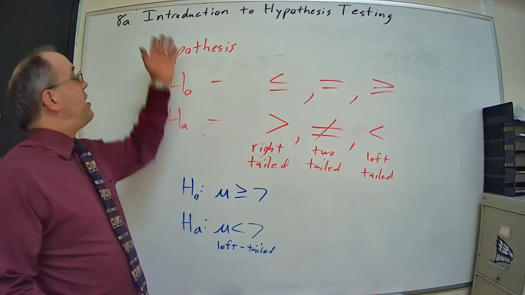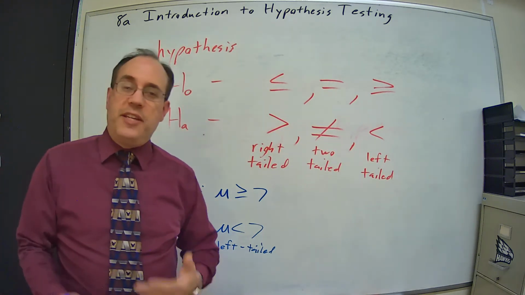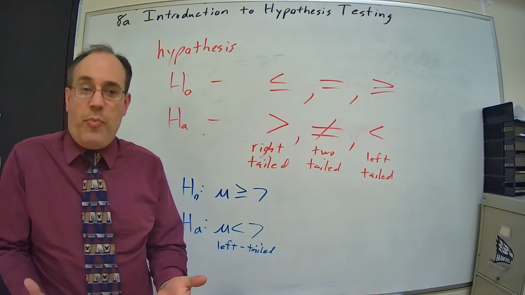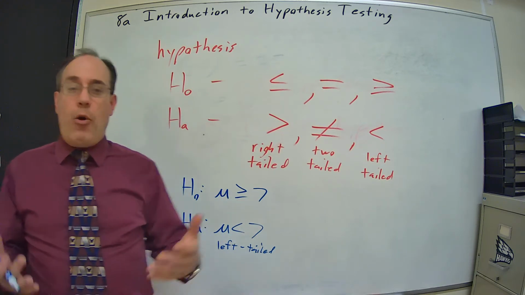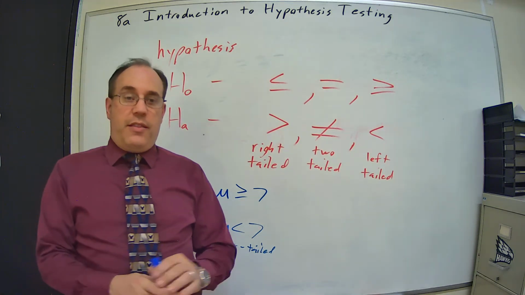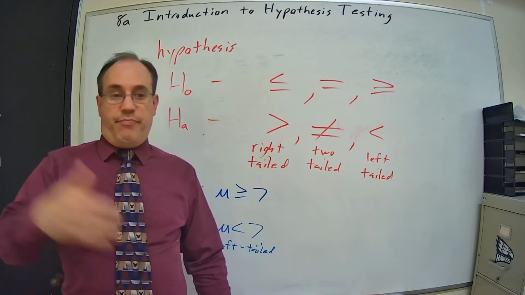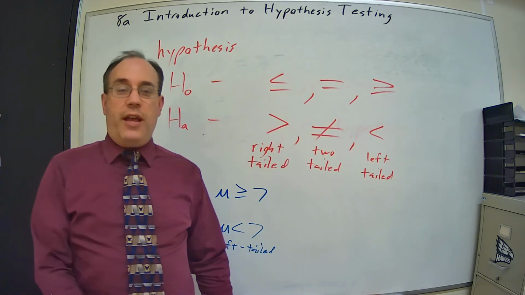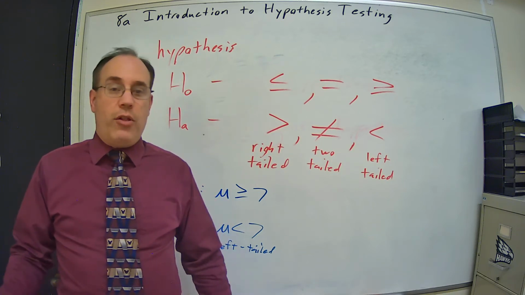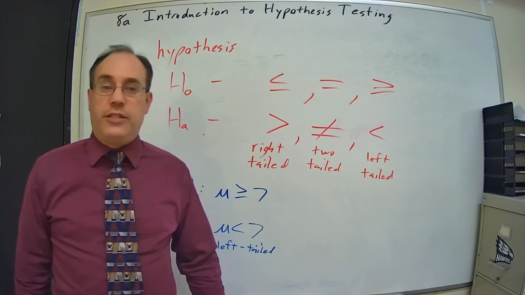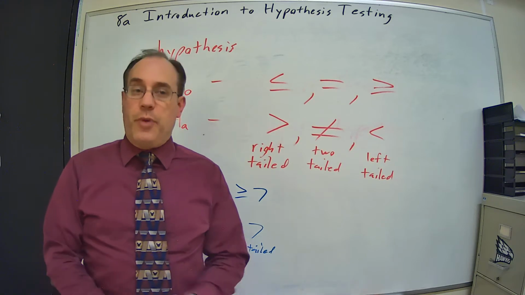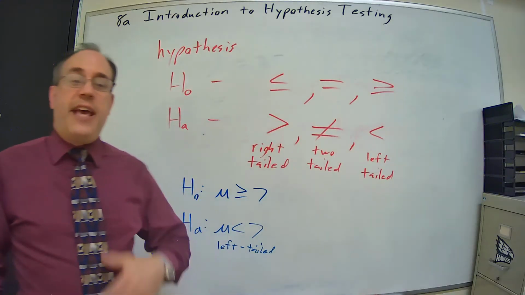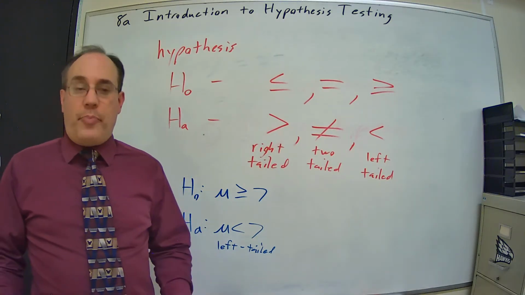Now, remember I said with hypothesis testing that we're actually going to be testing the claim that people make. People make claims about populations. They say the average amount of such and such is, the average weight of an adult male is 196 pounds, or whatever the case may be. That's a claim that they're making about the population.